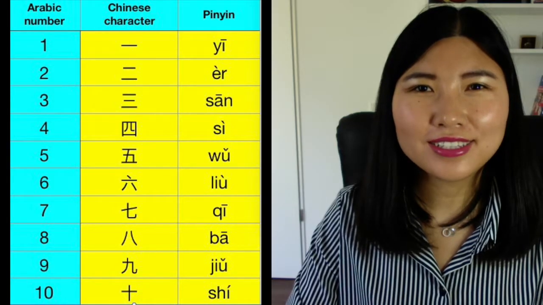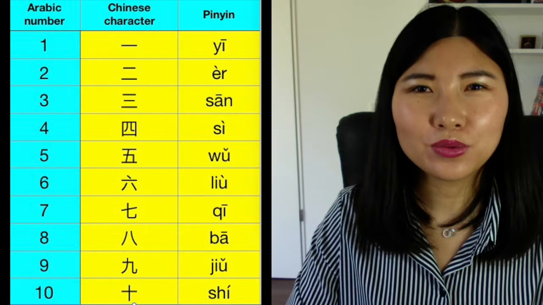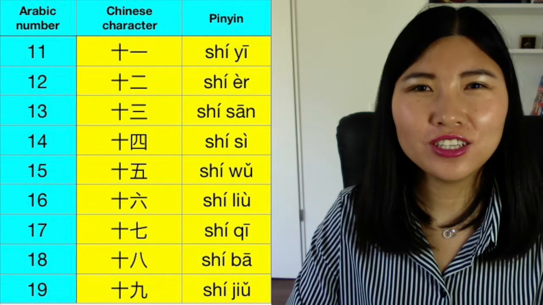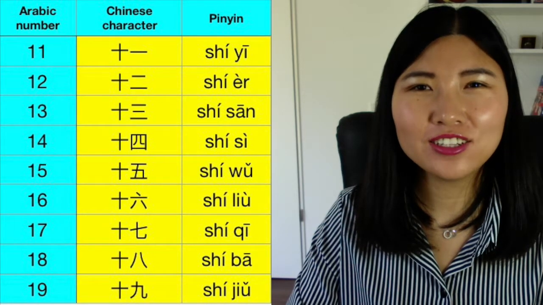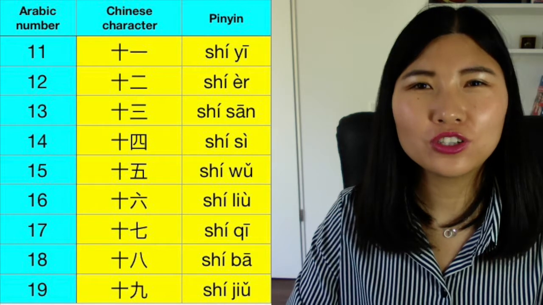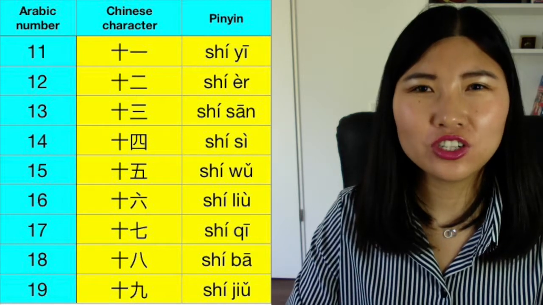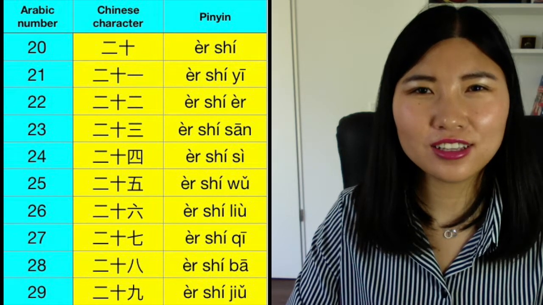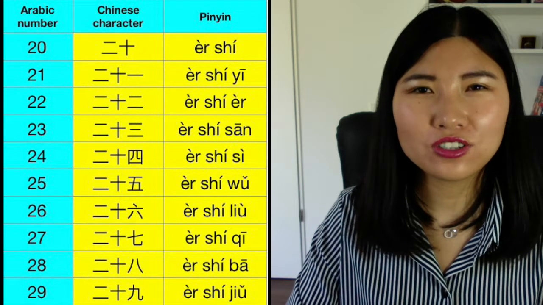Let's count together. 1, 2, 3, 4, 5, 6, 7, 8, 9, 10, 11, 12, 13, 14, 15, 16, 17, 18, 19, 20, 21, 22, 23, 24, 25, 26, 27, 28, 29.